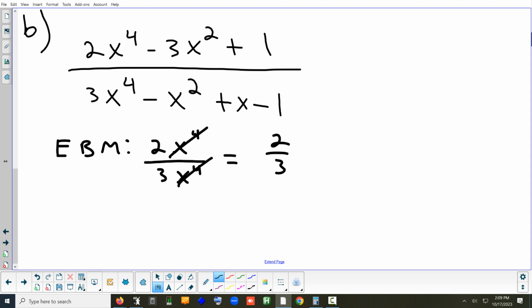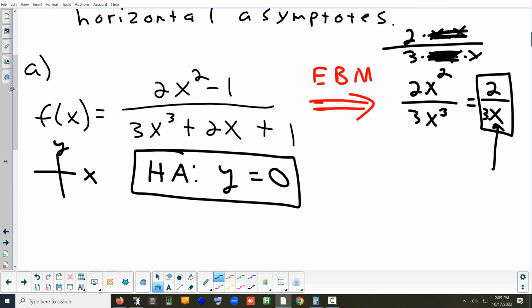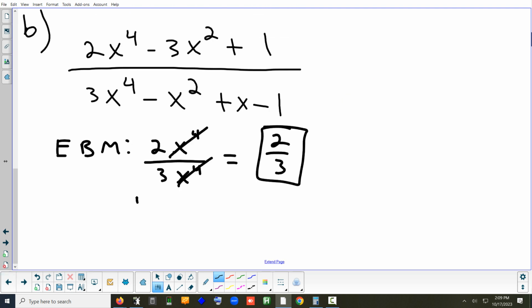So it is possible that the EBM doesn't have a letter in it. It's just 2/3. Now, I'm going to ask the same question I asked last time. We looked at what happened as we let x get bigger and bigger in the EBM, and that was the horizontal asymptote. So look at your EBM. What happens as you let x get bigger and bigger to what's in that box? It's just going to be 2/3, because there is no x. So in this case, the horizontal asymptote is 2/3.